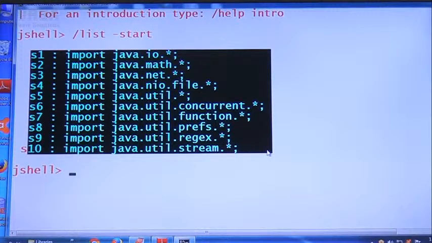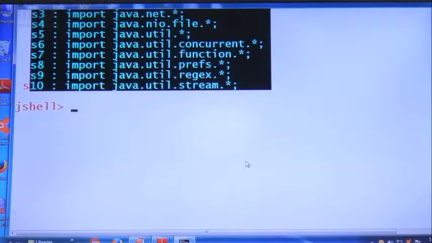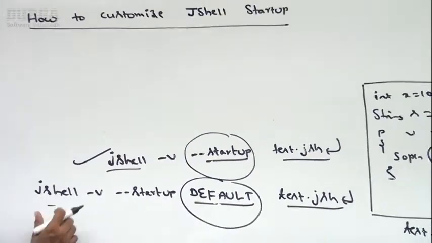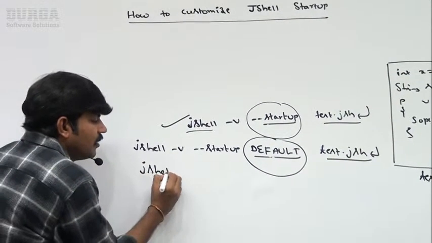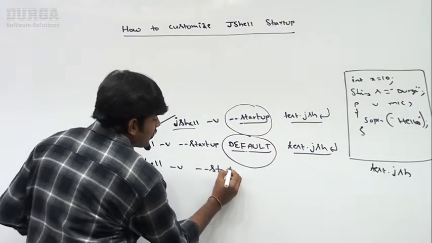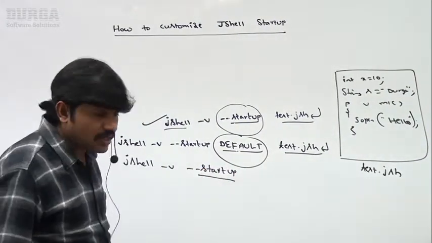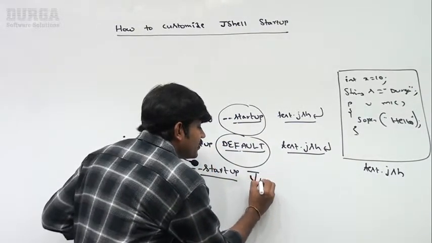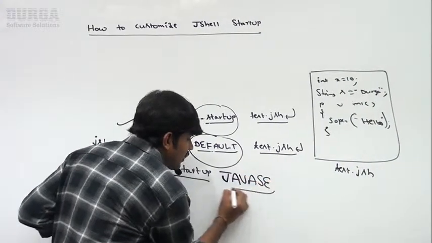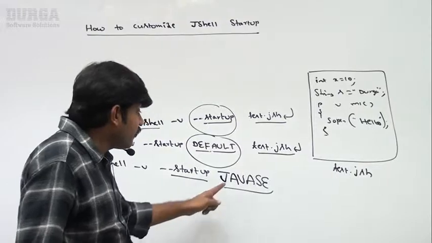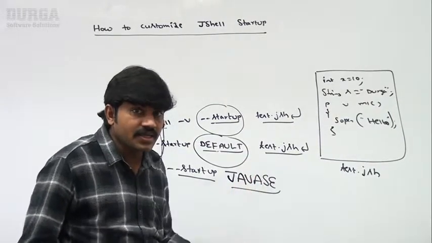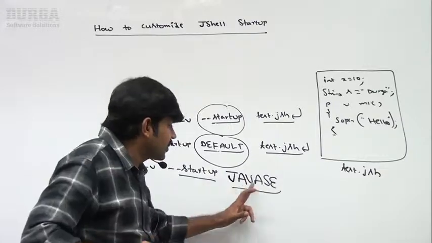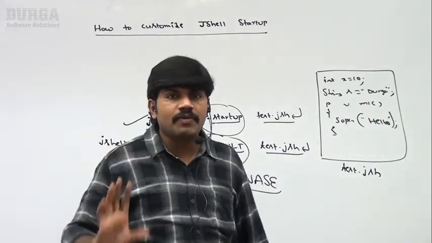Sir, now I don't want only these 10. I want almost around 170 plus packages. I want all those things. How can you do that? This is my requirement, right? Yes, very simple. What you can do is jshell -v -startup. Now you don't want default. You want all Java SE. This is the constant you have to use. What is this constant? JavaSE. Then all packages present inside Java SE are available for my JShell.